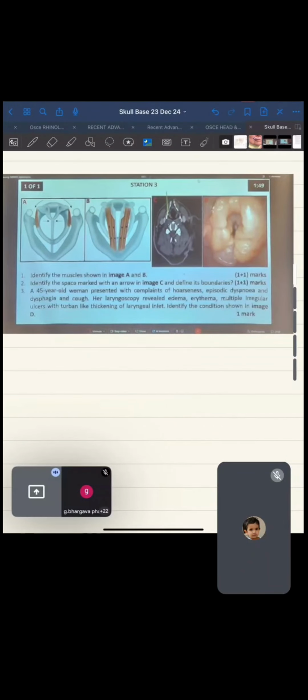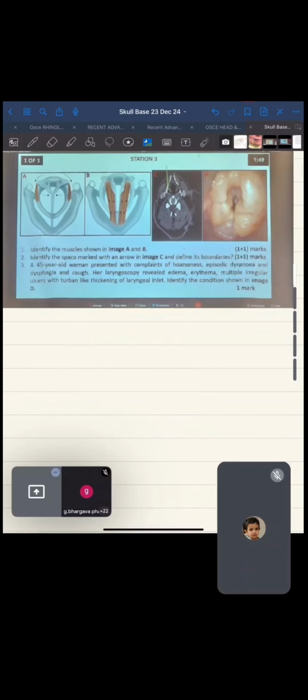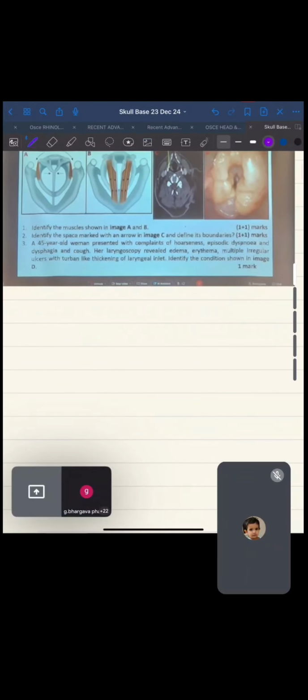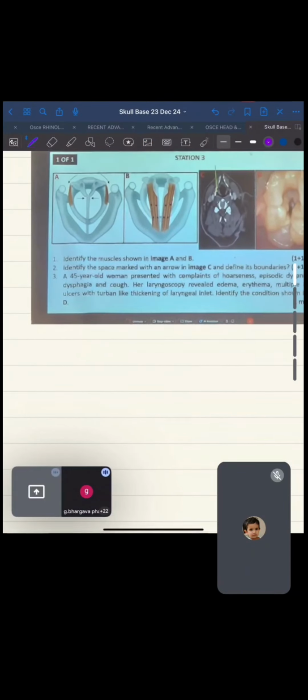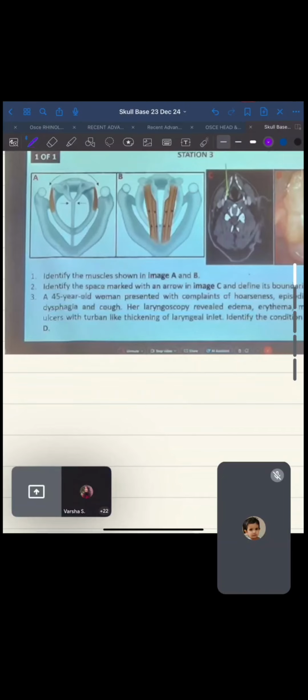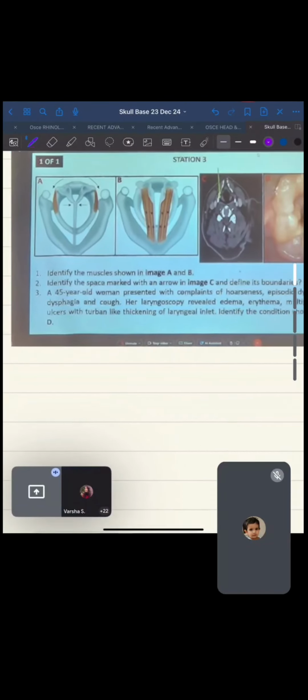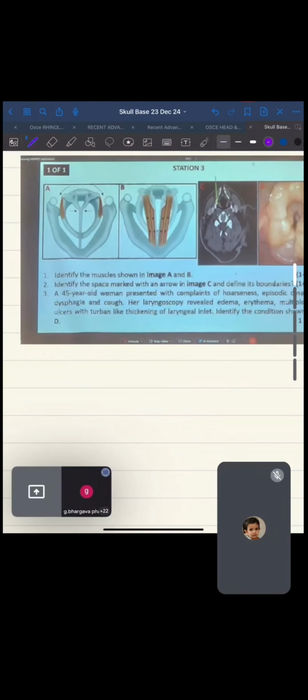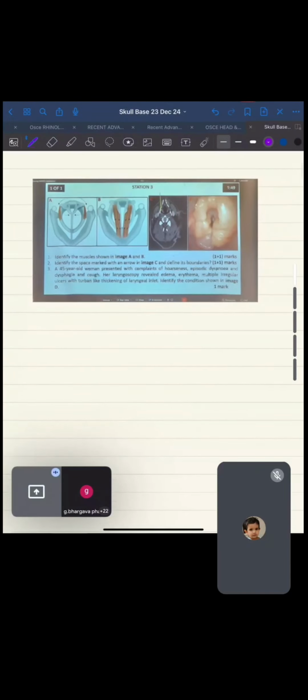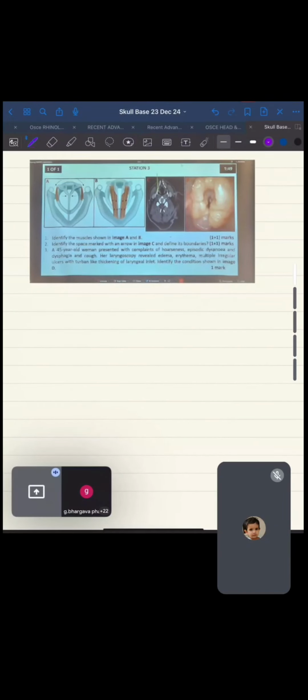Can I have the answer from anybody who wants to try? What is the answer of this A and B? Lateral cricoarytenoid, right? And what is B? Thyroarytenoid. Okay, so both of them are important for your exam. Thyroarytenoid is very commonly asked. You all know the importance of thyroarytenoid.